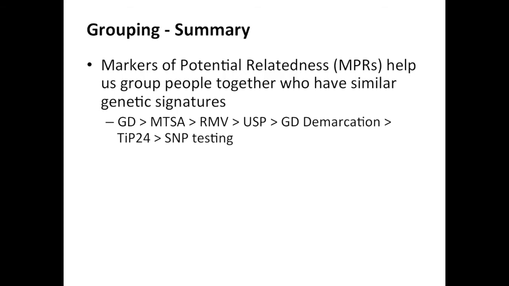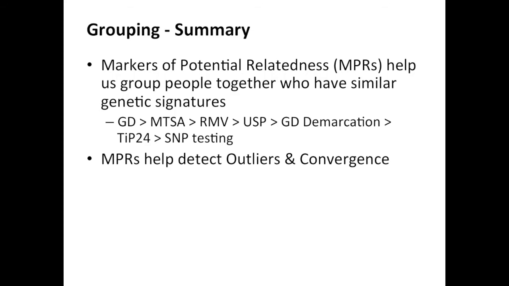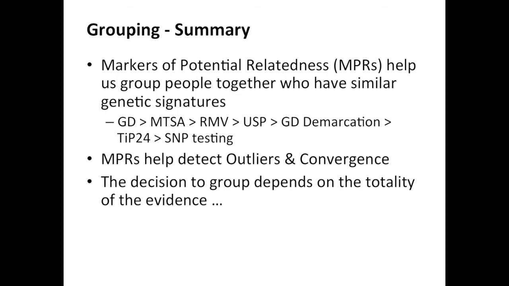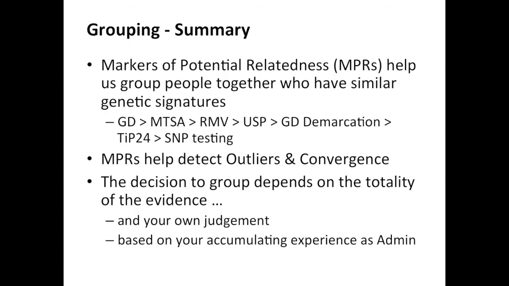They help detect outliers who aren't in the project but should be. They help detect chance matches due to convergence who are in the project but shouldn't be. So it's very, very useful for helping to detect those. But the decision whether or not to group a new project member into a specific genetic group depends on the totality of the evidence and your own judgment based on your accumulating experience as an administrator.